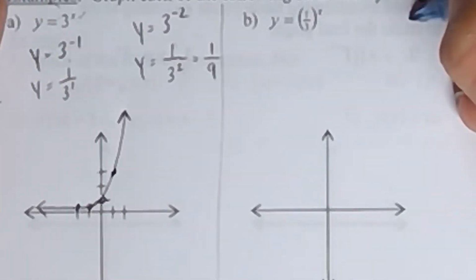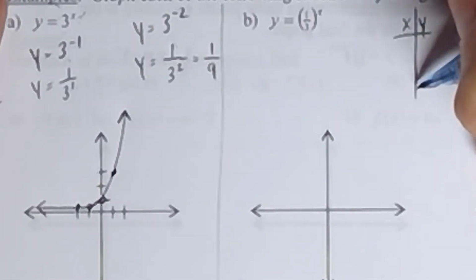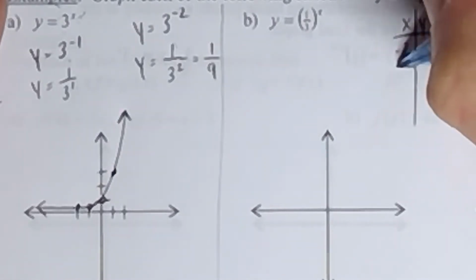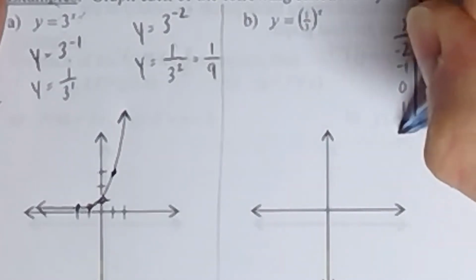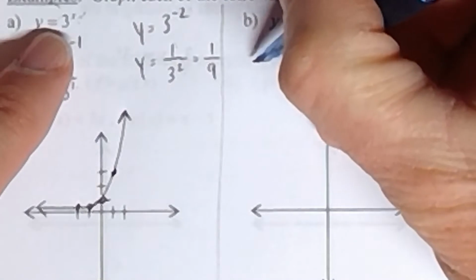So we're done with that. In the next problem here, again, they want us to do the same 5 points. If I plug in those same 5 points, let's start out with 1/3 to the -2.